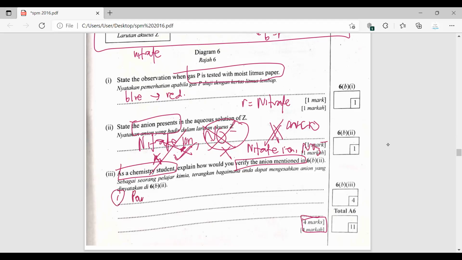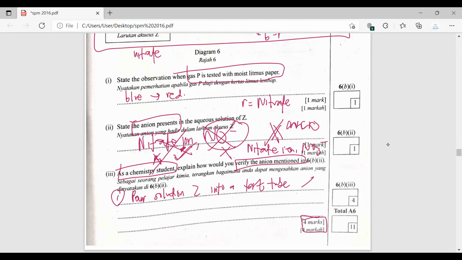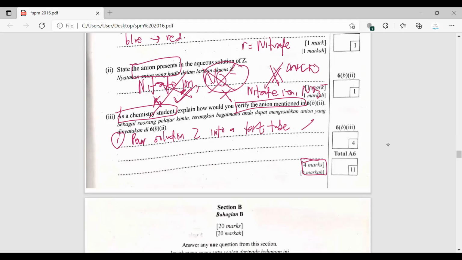Pour the solution Z containing nitrate ions into a test tube. Very good. Must have this first one, into a test tube. Okay, good job. 1 mark already. Add dilute sulfuric acid. There's no need for that, right? Then add iron 2 sulfate.